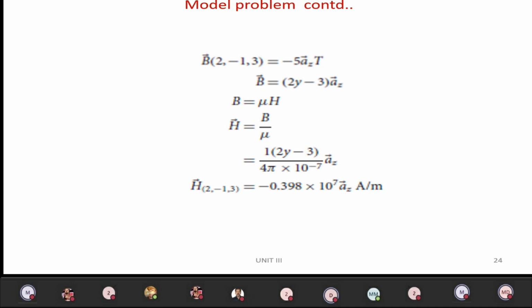And once you find the B value, you can calculate the H value, because H equals B by mu. Once you know the B value, you can calculate the H value.